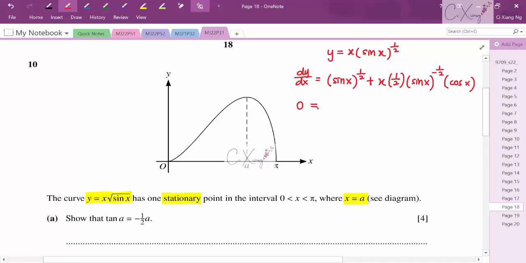Okay, then at the stationary point, we'll actually let the dy dx equals to 0. And we can try to simplify this equation. Right, so if we want to simplify this equation, what I'm going to do is that I will factorize out the 1 over square root sine x. When I factorize out the 1 over square root sine x, for the first term, it will become sine x, so that you can multiply in back, you will get the square root sine x here. And after that, for the second term, after I factorize out the negative 1 over square root sine x, I will have actually x over 2 and then cos x.